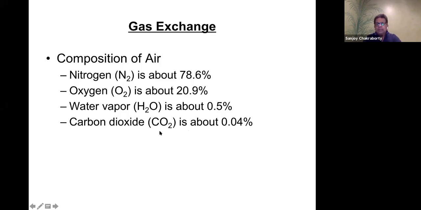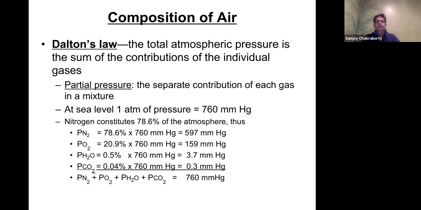So then Dalton gave a law, we call it Dalton's law. Dalton's law refers to partial pressure, meaning the total pressure of air is actually contributed by the individual gases that make up that mixture, and they contribute according to their abundance.